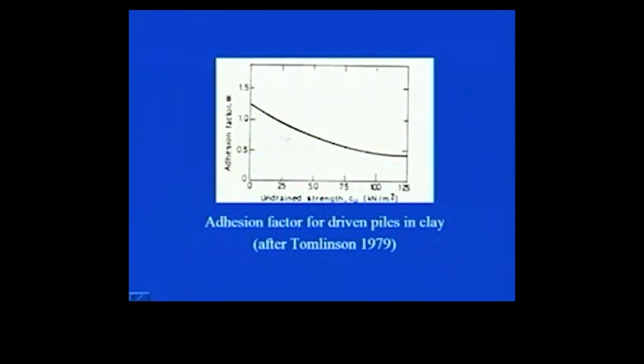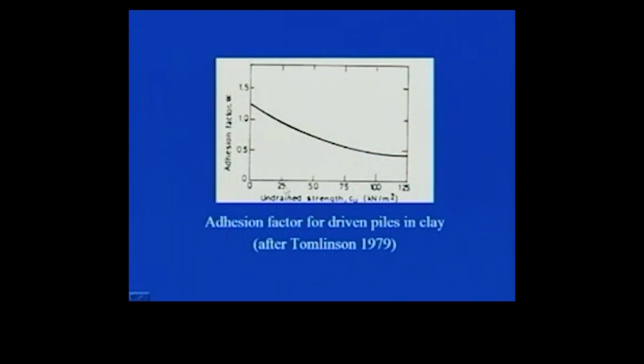So, you see, Tomlinson in 1979 gave this particular guideline or chart such that you can estimate this adhesion factor alpha. On the x axis you can see it is undrained strength Cu, which is in kilonewton per meter square. However, on the y axis it is adhesion factor alpha. So, Cu is the property of the soil. You know the property of the soil, so accordingly you simply pick the value.